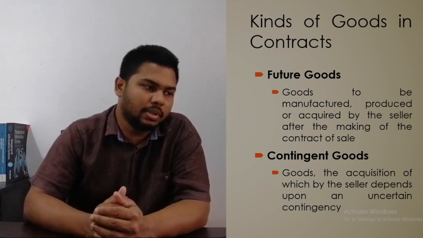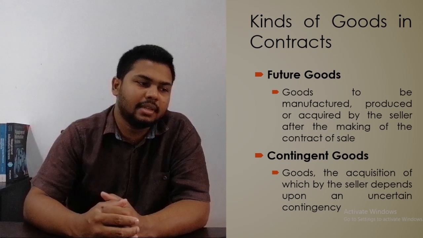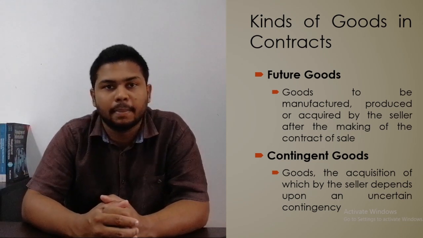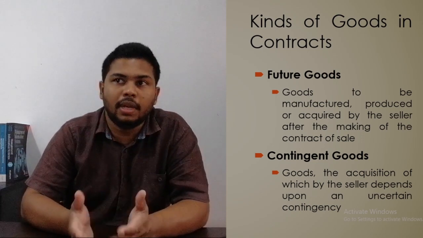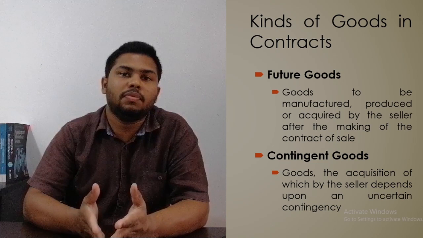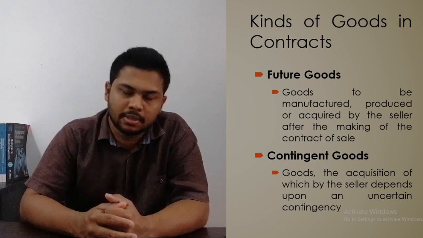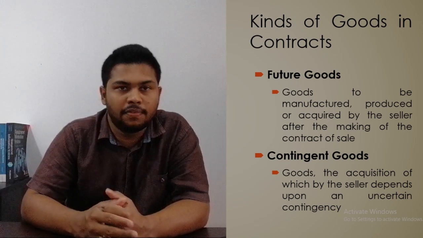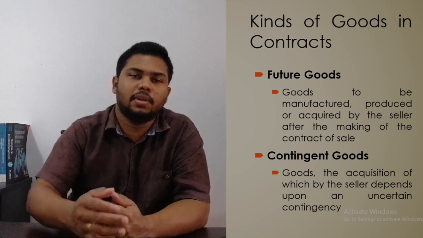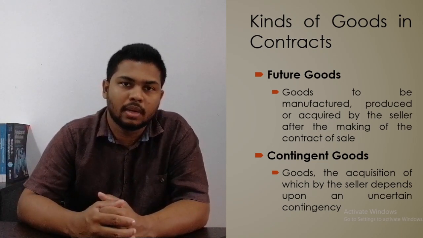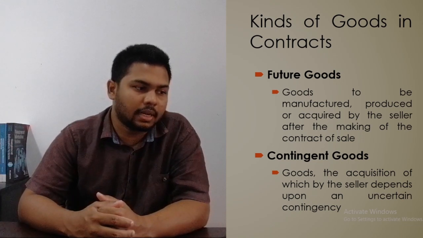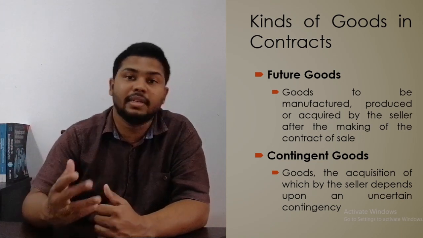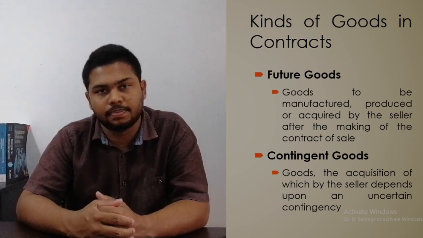Then there are contingent goods, the acquisition of which by the seller depends upon an uncertain contingency. In circumstances like this, we, being the sellers, don't even know when we will be receiving the commodities. If we have received them, definitely we will provide them to you. Under that circumstance, you can also have agreements and receive payments based on the sale. These are goods, the acquisition of which by the seller depends upon an uncertain contingency.